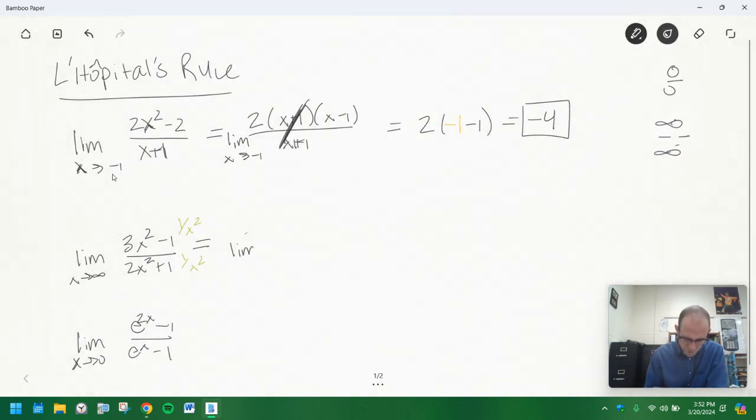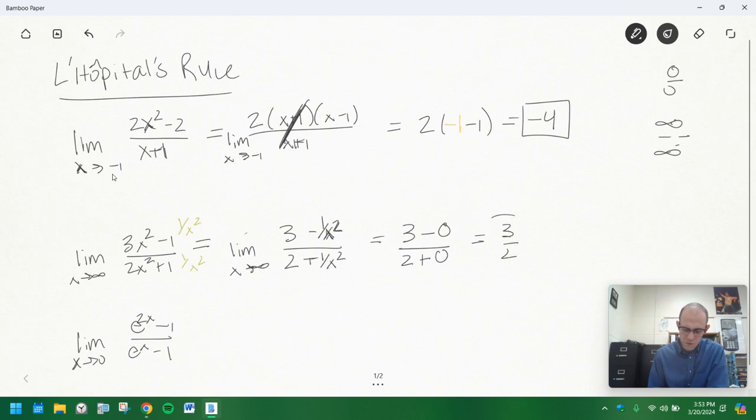So we still have our limit as we approach infinity, but now dividing the numerator by x squared, I get 3 minus 1 over x squared. And in the denominator, I get 2 plus 1 over x squared. Now, when I put infinity in for x, I still get the number 3 minus 1 over huge is nothing. Same thing down here. I get 2 plus 1 over huge is nothing. And I get a limit of 3 over 2. So there was another workaround. There it was eliminating that denominator.